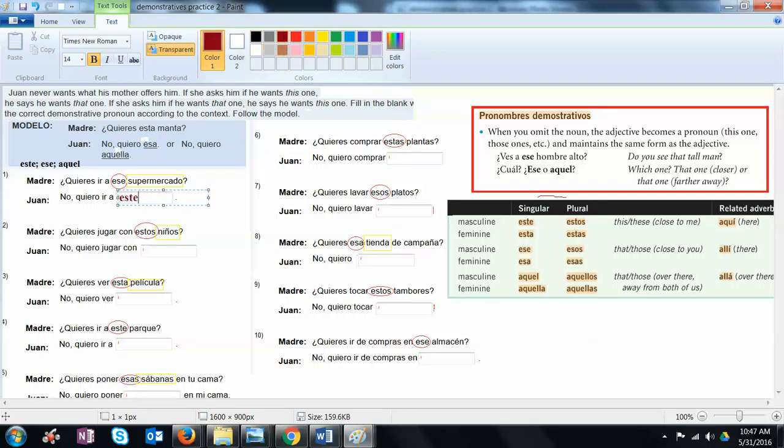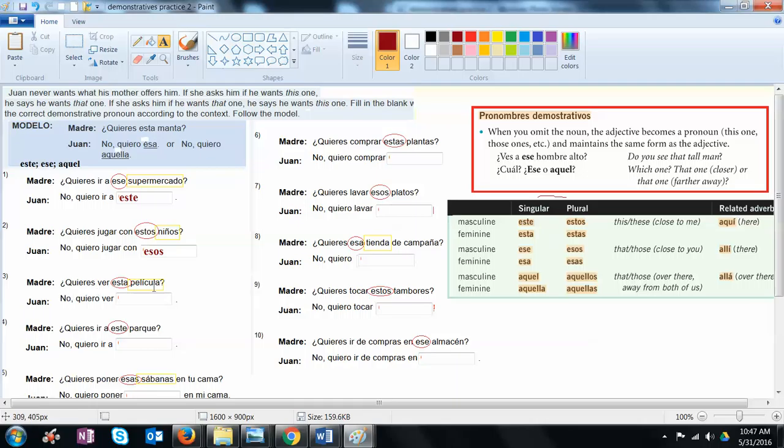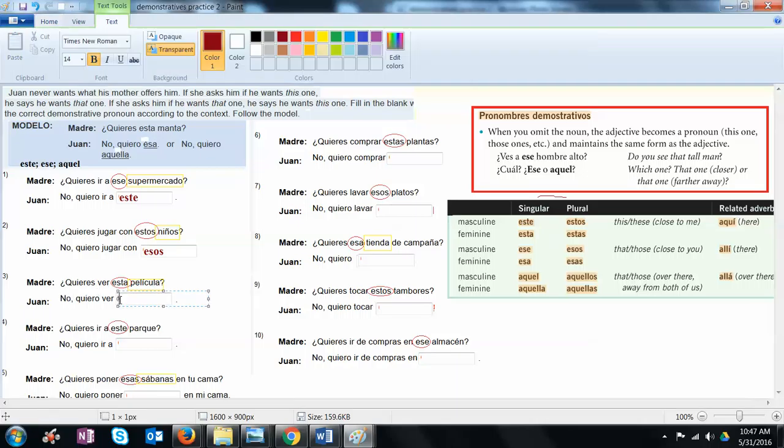You'd say este. Do you want to play with these kids? No, I want to play with those. But those are still kids, so those still needs to agree with niños. That's why I picked the masculine plural one. Do you want to see this movie? No, I want to see that movie.